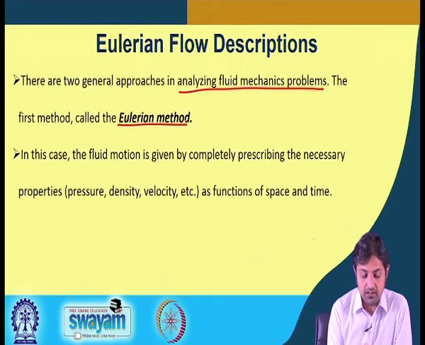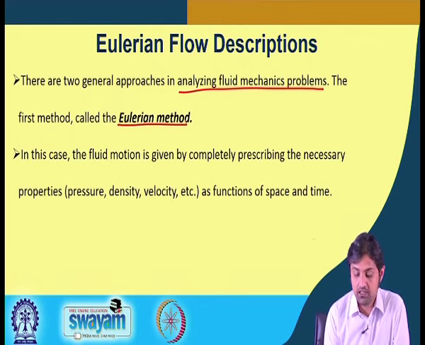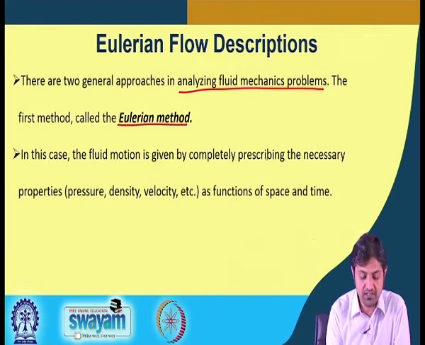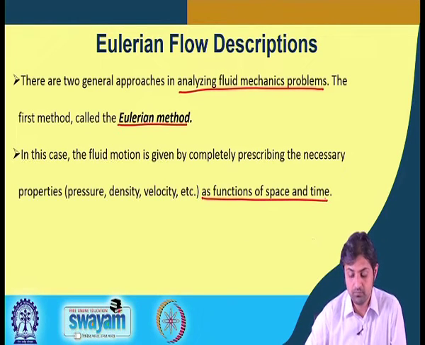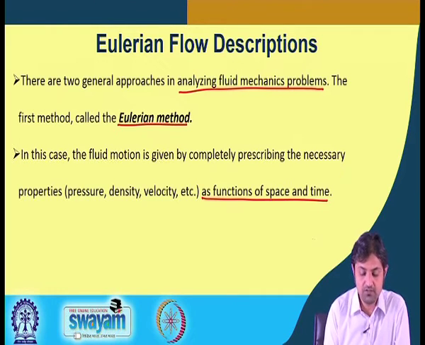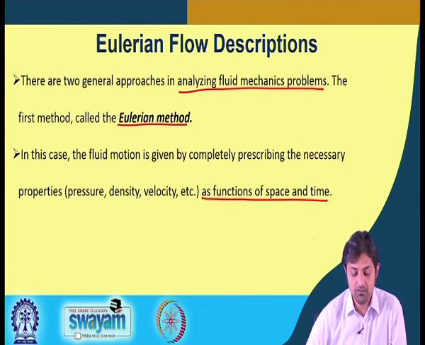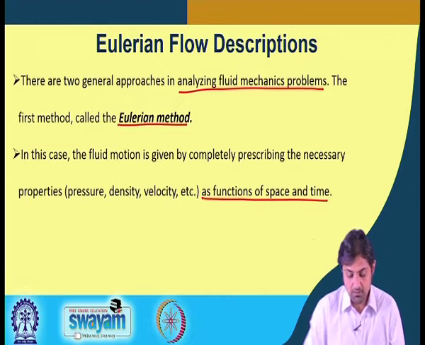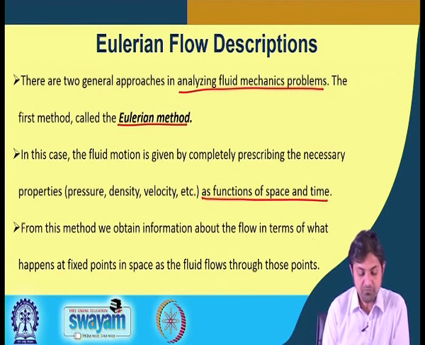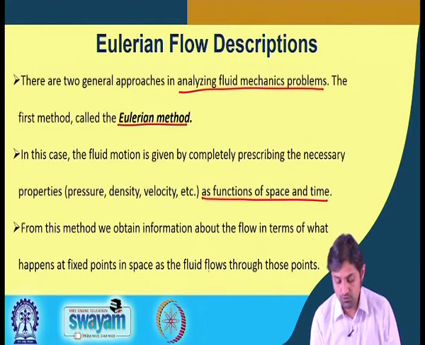In this case, the fluid motion is given by completely prescribing the necessary properties as a function of space and time. So pressure, density, velocity, whatever properties you have, even acceleration, are prescribed by describing them as a function of space and time. From this method, we obtain information about the flow in terms of what happens at fixed points in space as the fluid flows through those points.